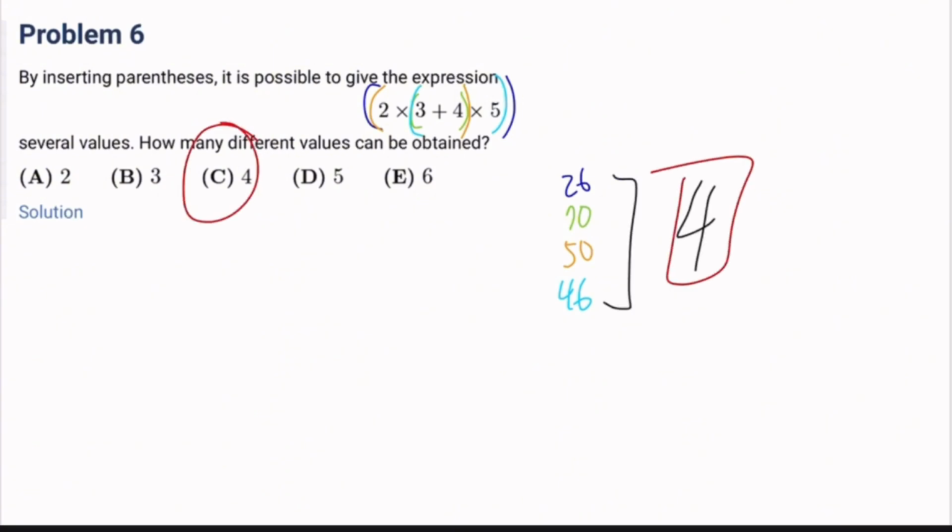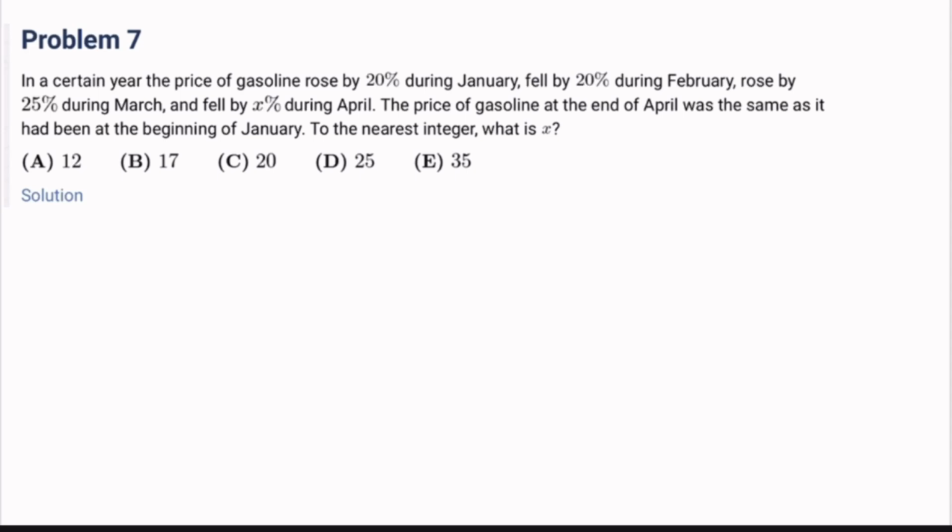It's 4, it's C. Number 7, in a certain year, the price of gasoline rose by 20% during January, fell by 20% during February, rose by 25% during March, and fell by x% during April. The price of gasoline at the end of April was the same as it was at the beginning of January. To the nearest integer, what is x?